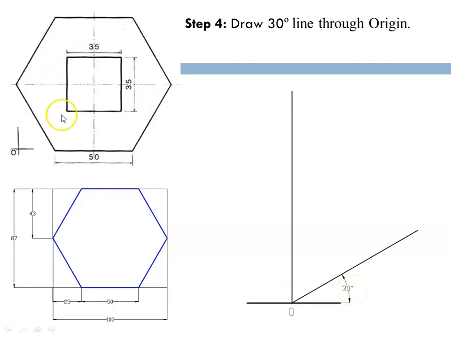Now we are dealing with this view which is on the right of the origin, and that's why we are drawing a line at 30 degrees on the right. First we will finish this construction on the isometric plane on the right side of the origin, and then we will proceed to the remaining object.